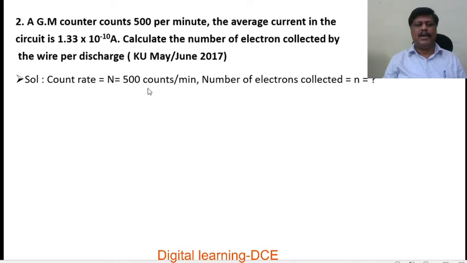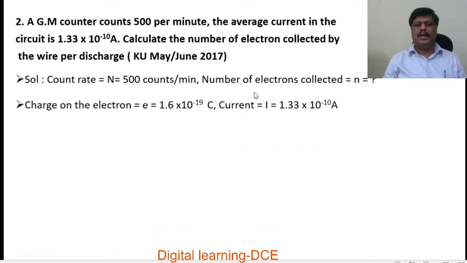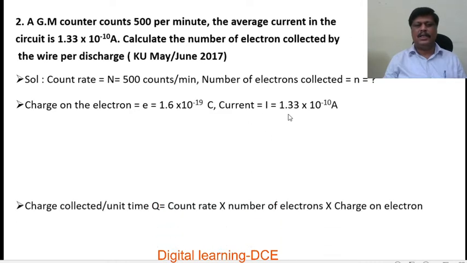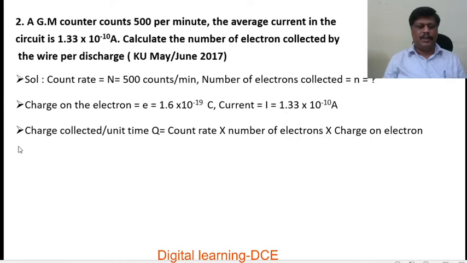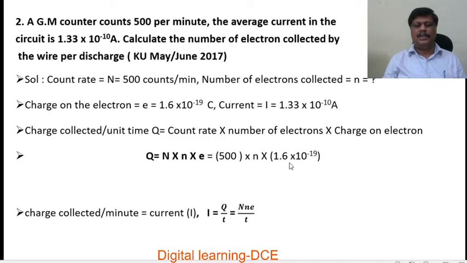So capital N is 500 counts per minute. Number of electrons collected, small n, we should calculate here. Charge on electron is 1.6 into 10 power minus 19 coulomb. And also they have given current I is equal to 1.33 into 10 power minus 10 ampere. Charge collected per unit time Q is equal to count rate into number of electrons into charge on each electron. That is Q is equal to N n e. Here count rate is given, but we have to calculate small n, and charge of the electron is given.